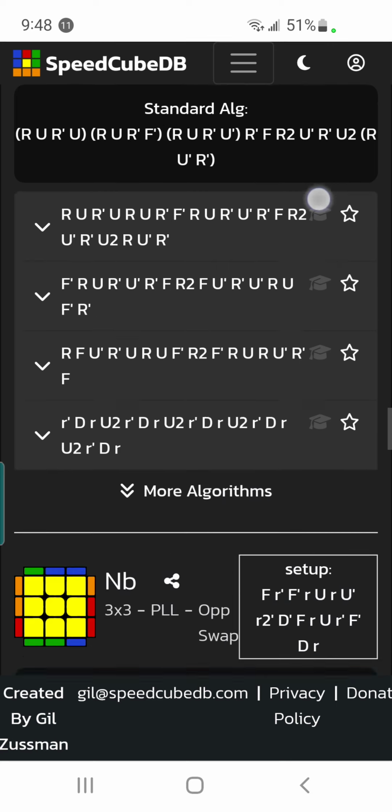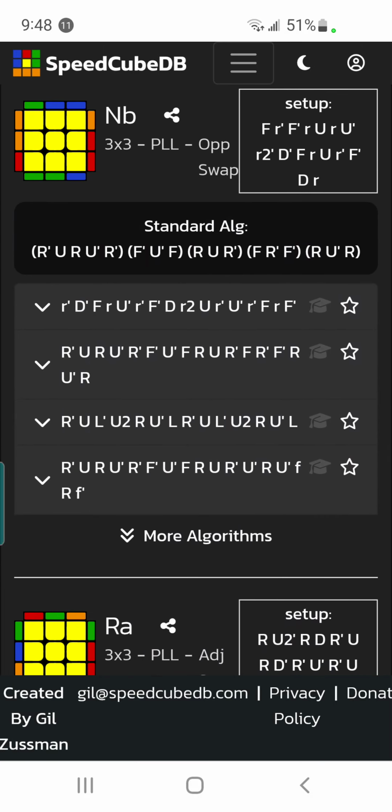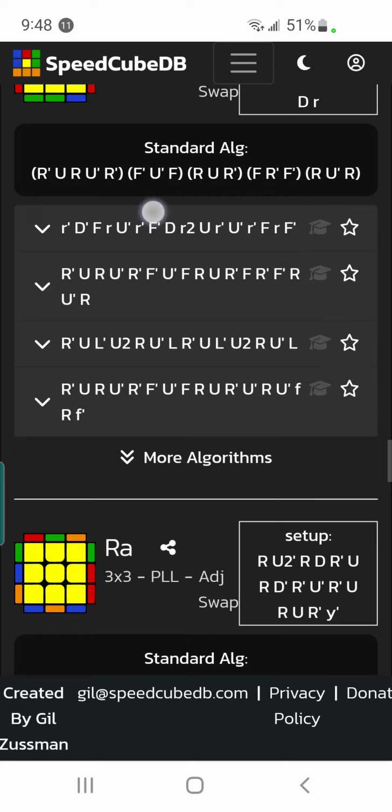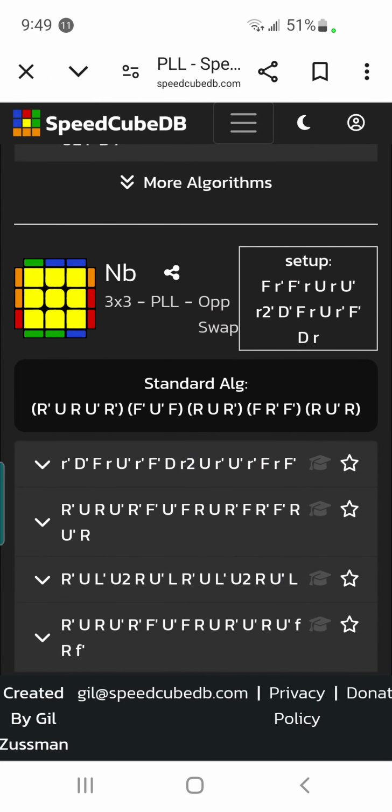Alright. Now for the NB perm, one of the weirdest for me. I used the standard algorithm, which is up here. So R prime, U, R, U prime, R prime, F prime, U prime, F, R, U, R prime, F, R prime, F prime, R, U prime, R. Okay, now again.